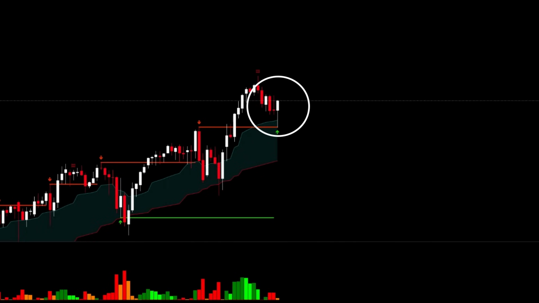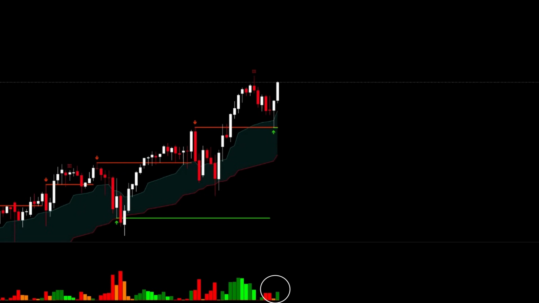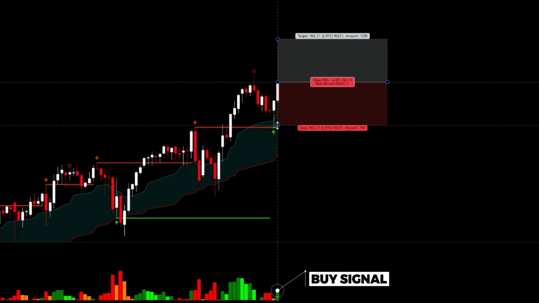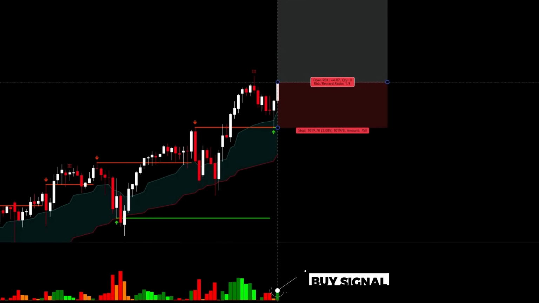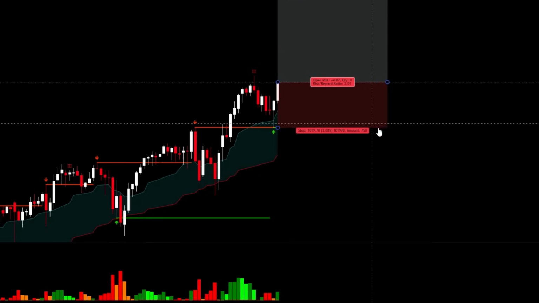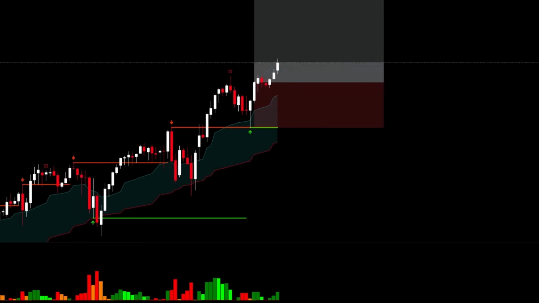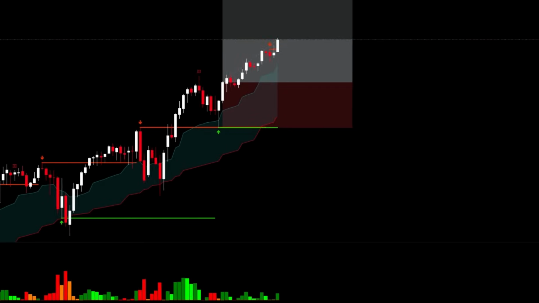However, if we look at the Waddah Attar Explosion indicator, we see that the color of the columns is red, suggesting that we should not open a buying position. I'll wait for the next candle to form. Now, as you can see, the bullish candle has closed, and the color of the Waddah Attar Explosion indicator's column has turned green. Now, I can open a buying position, placing the stop loss below the support zone and setting the take profit with a risk to reward ratio of 1 to 2. Let's see the result.